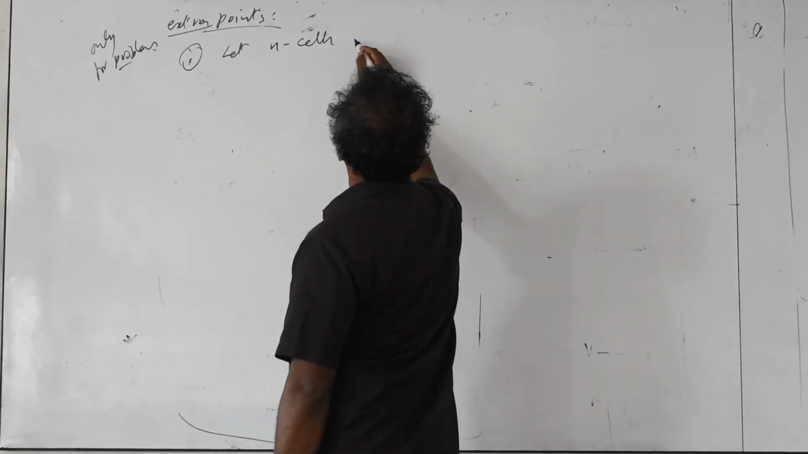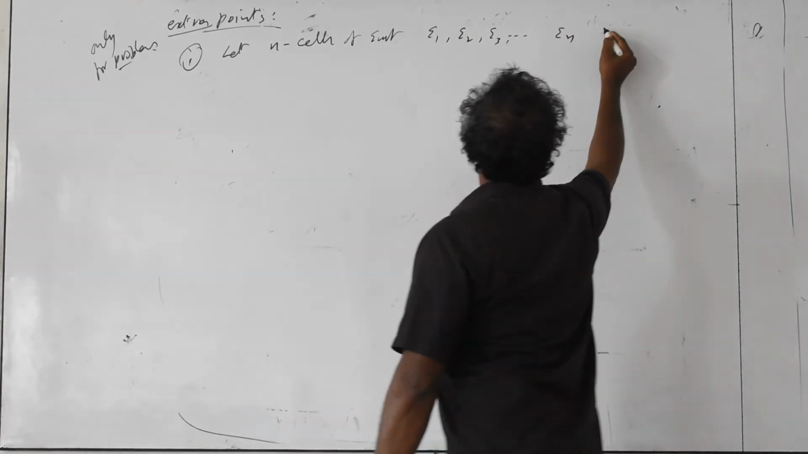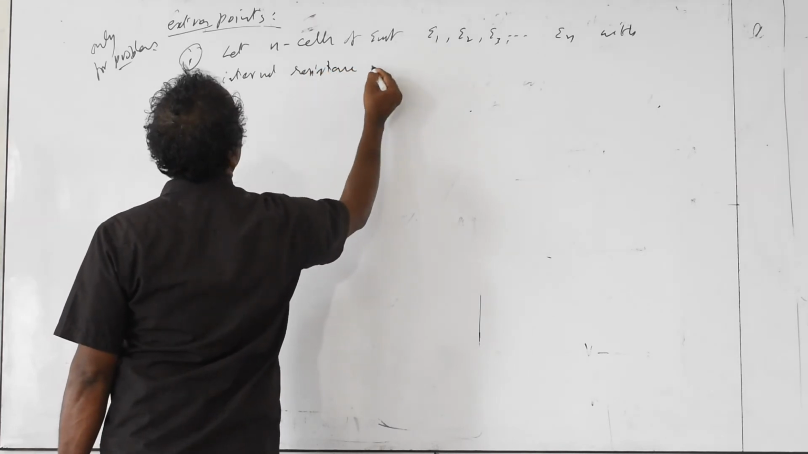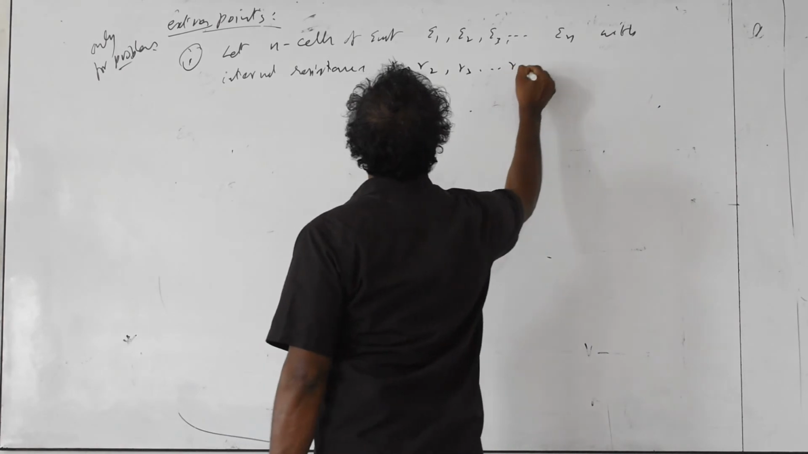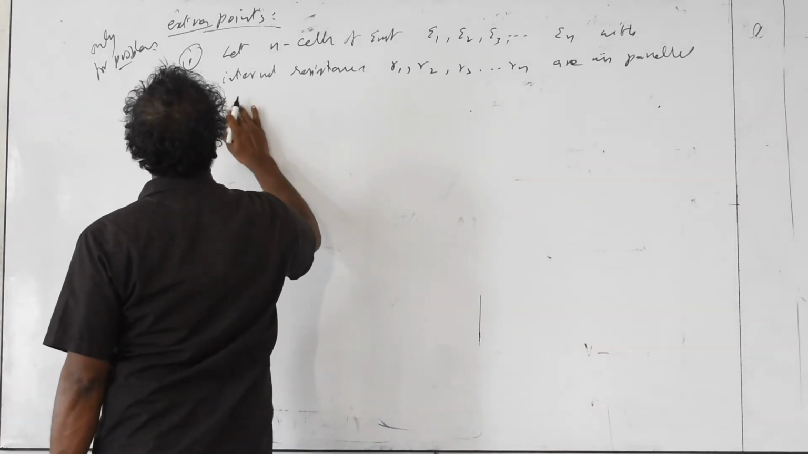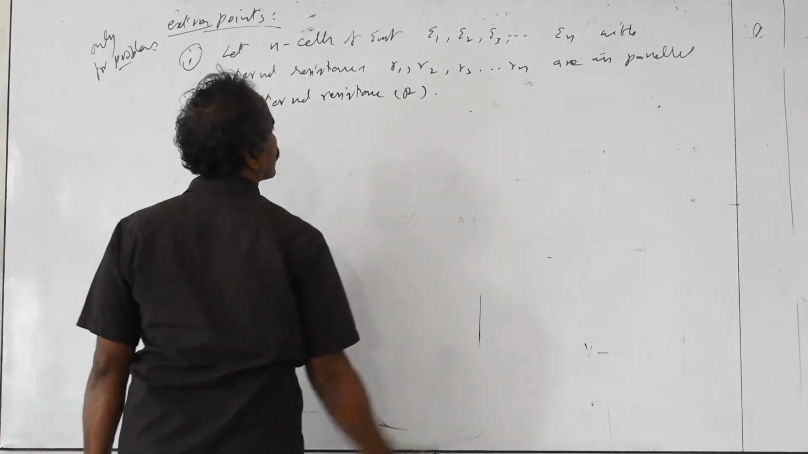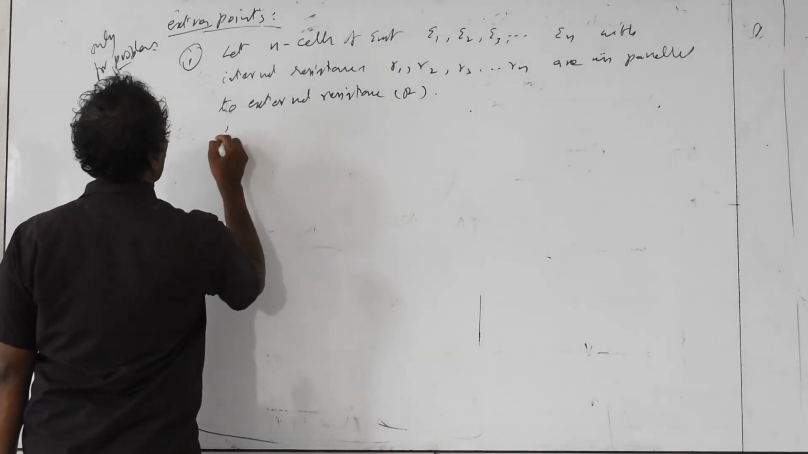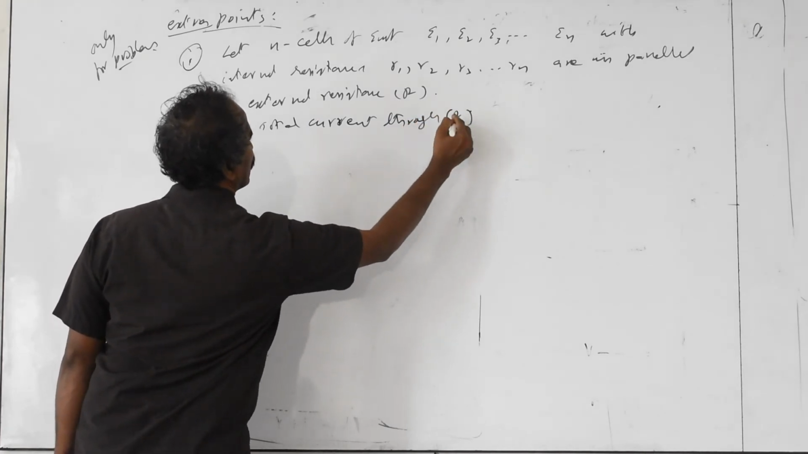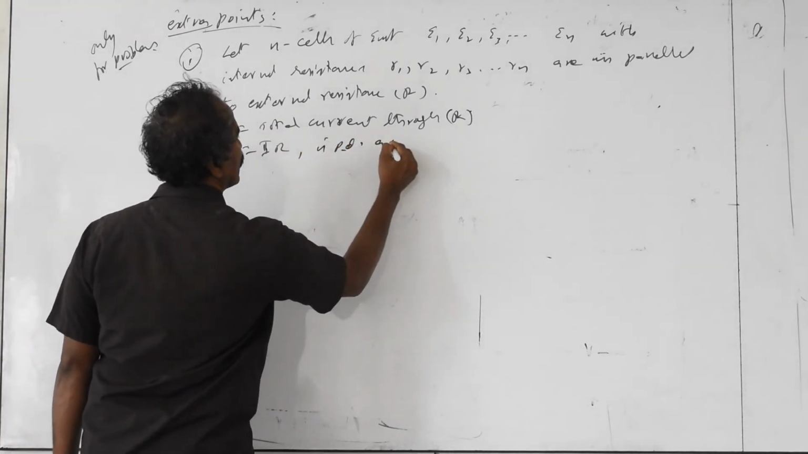Just take the different EMFs, cells of EMFs E1, E2, E3 and so on up to En, with internal resistances R1, R2, R3 and so on up to Rn, in parallel to external resistance R. Total current is I, the total current through R, and PD V equals IR is the potential difference across external resistance R.